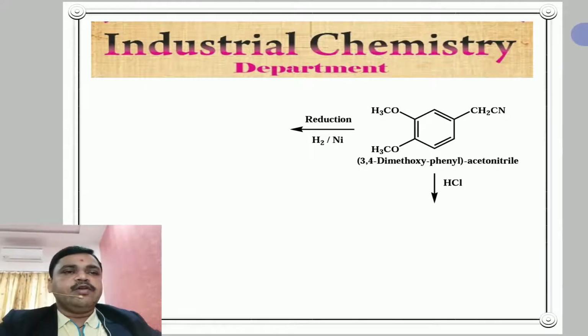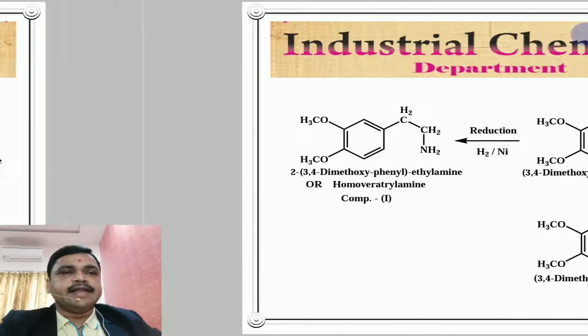Now this 3,4-dimethoxyphenyl acetonitrile is treated in one way with HCl, hydrochloric acid, and in a second way it is treated with hydrogen and nickel, known as reduction. Here our compounds number 1 and 2 both we synthesize from this 3,4-dimethoxyphenyl acetonitrile.